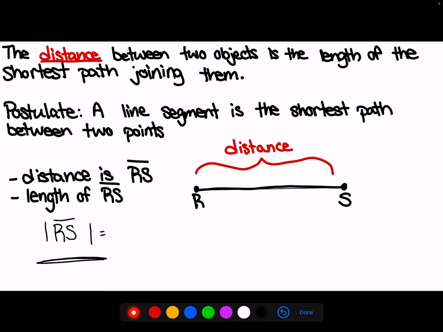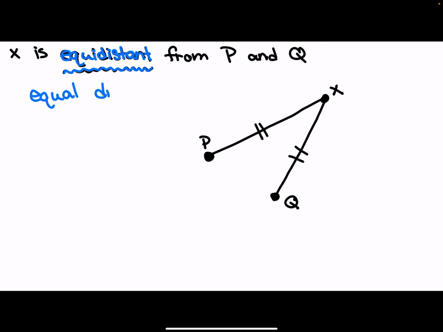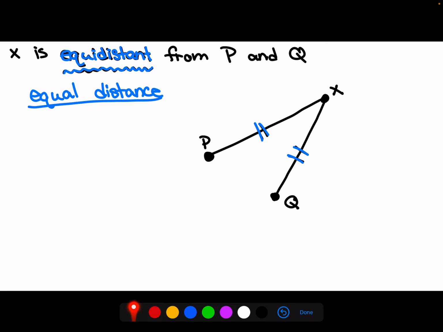Now, again, today we're talking about equidistant. Equidistant just means equal distance. It's in the name. So equa meaning equal, distant meaning distance. So when we see equidistant, we know it means equal distance. So x is equidistant from P and Q. So that means x is an equal distance away from both point P and point Q.